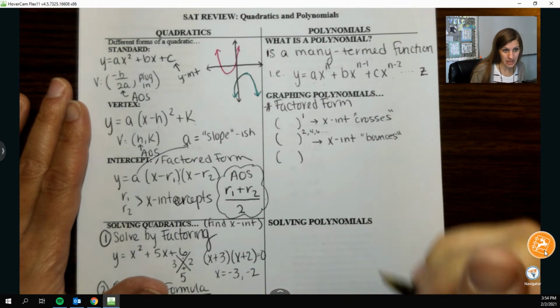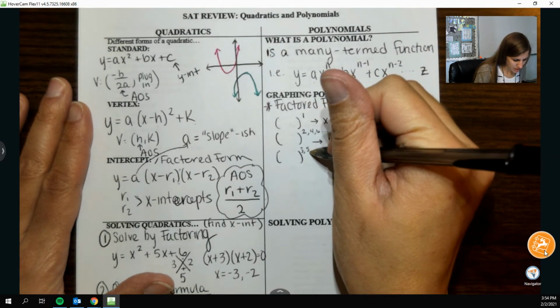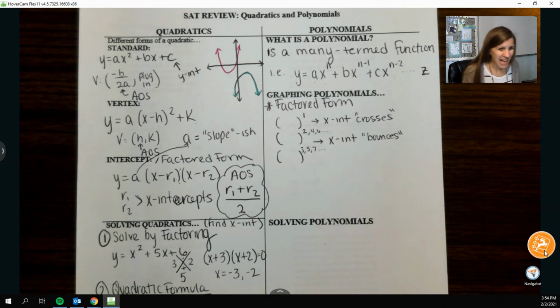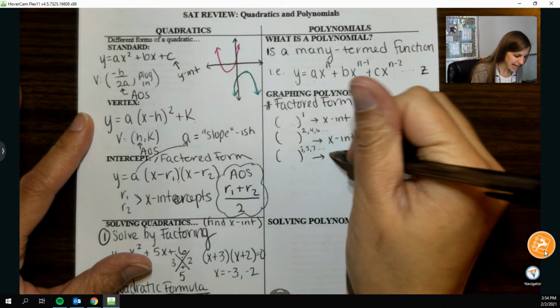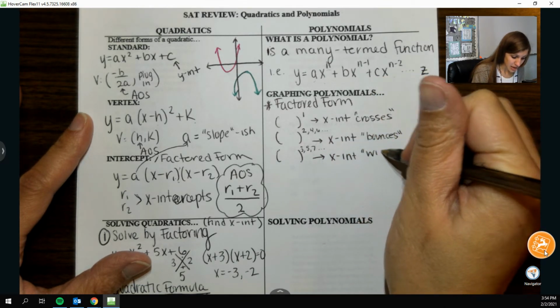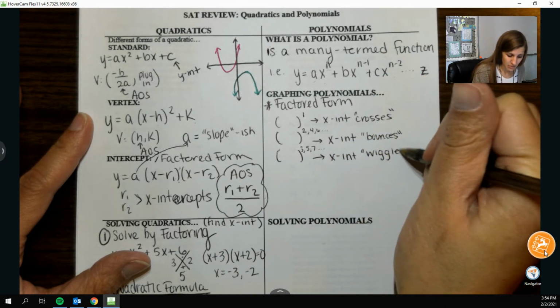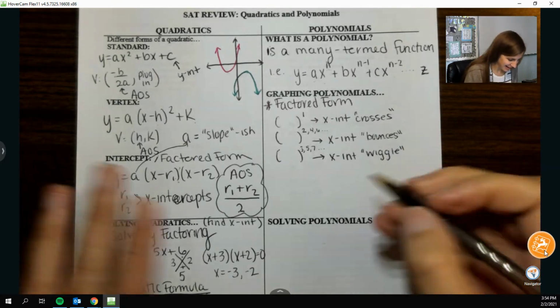If I see parentheses and then it has a power of 3 or 5 or 7 or any odd number other than 1, because 1 crosses, then that x-intercept does a wiggle through it. And you might think I'm being cute, but the math term is does a wiggle through it.